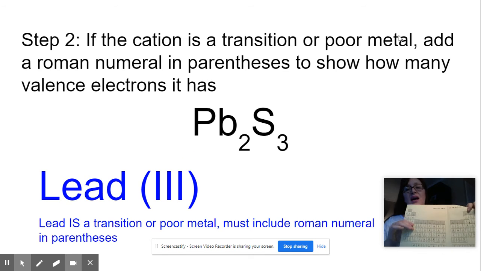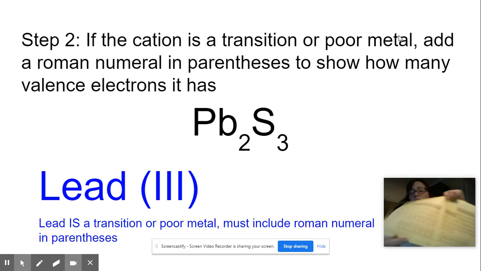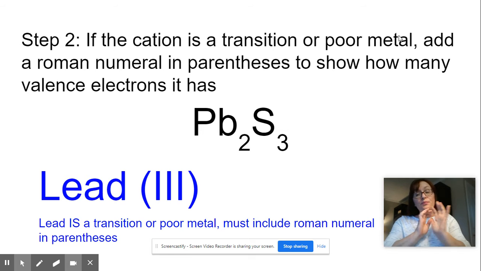It says if the cation is a transition or a poor metal, you're going to add a Roman numeral in parentheses to show how many valence electrons it has. Now, you don't know how many valence electrons it has because it has a variable oxidation state. That's the whole thing with these transition metals and these poor metals, is you never know how many valence electrons they have. So you have to do a little background work. So you have to, in your mind, uncrisscross.